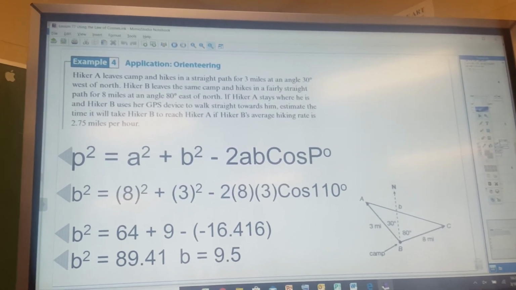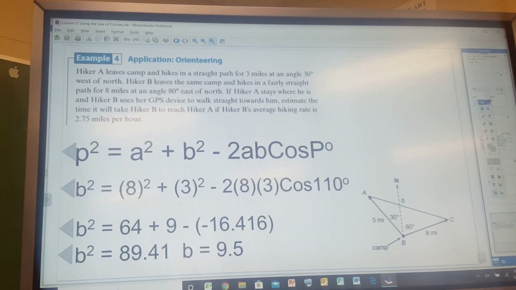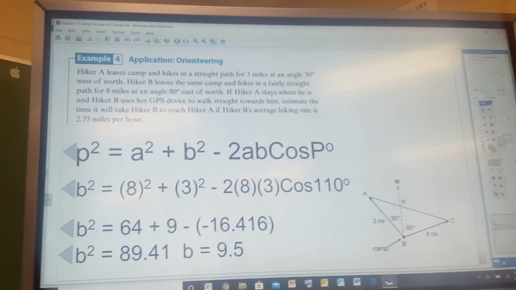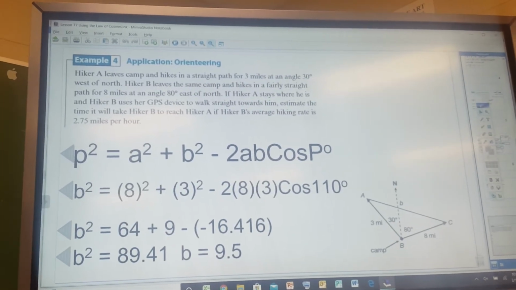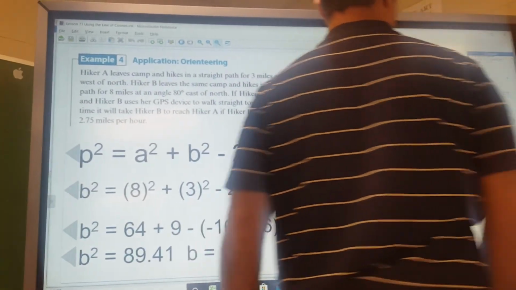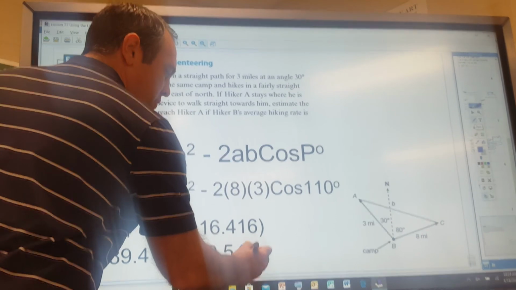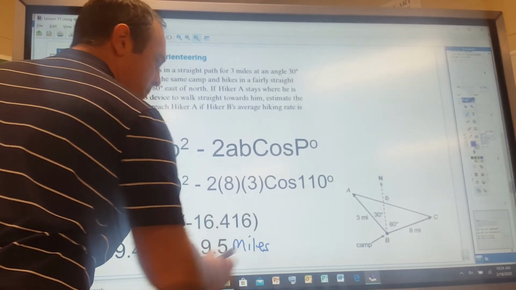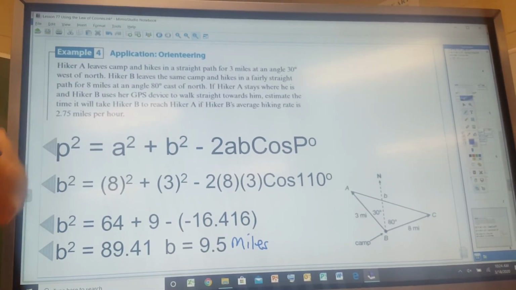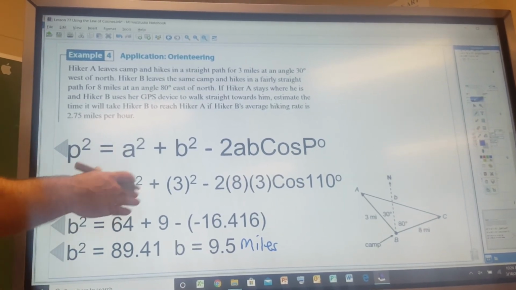Okay, so 9.5 miles, and 2.75 miles an hour. So we'll need to convert that to figure out how long that would take him. We can do a simple conversion. Let me just show you how to set it up. So you've got 9.5 miles. We want to get how long that would be, so 2.75 miles per hour.